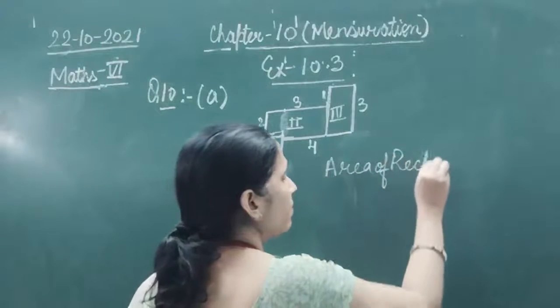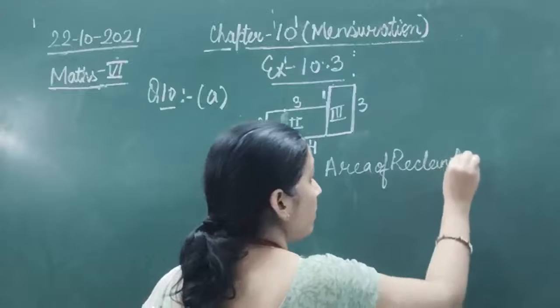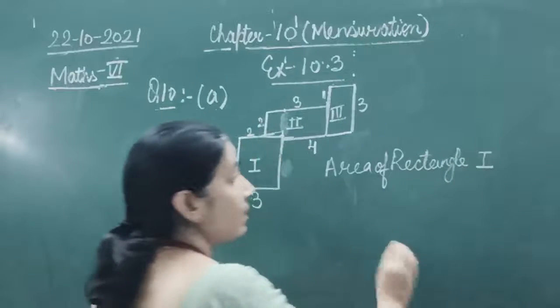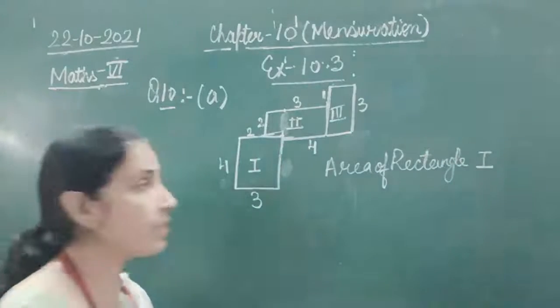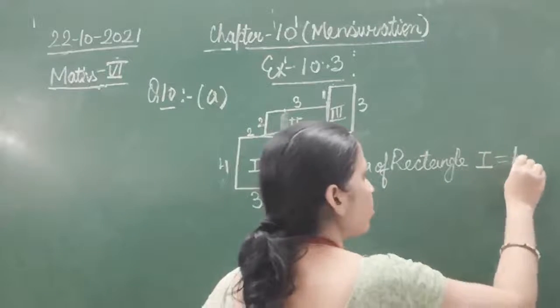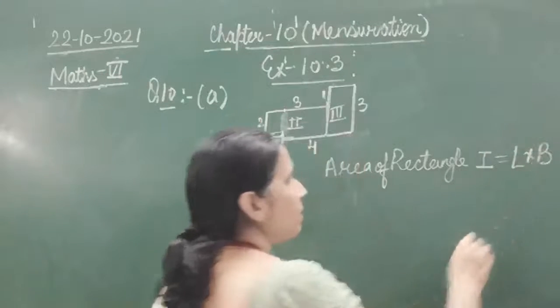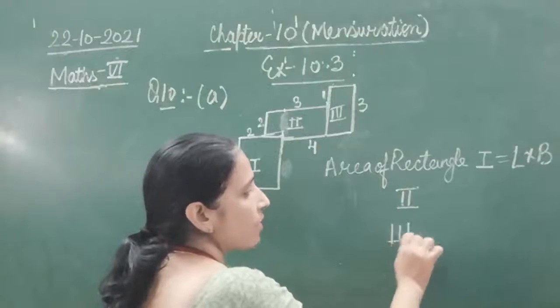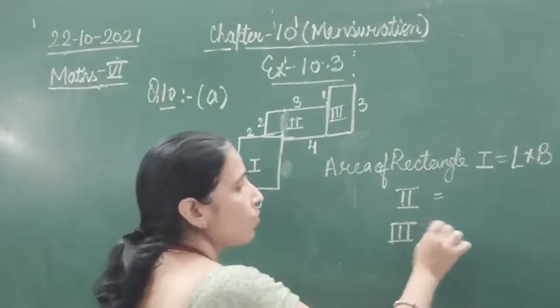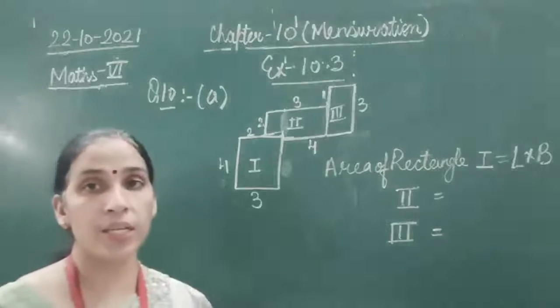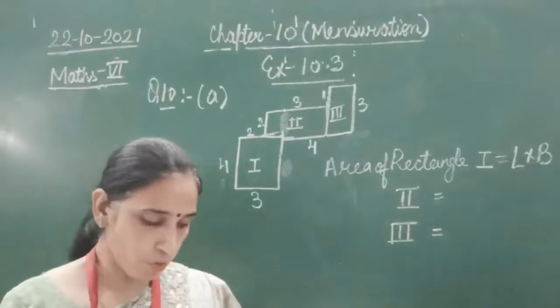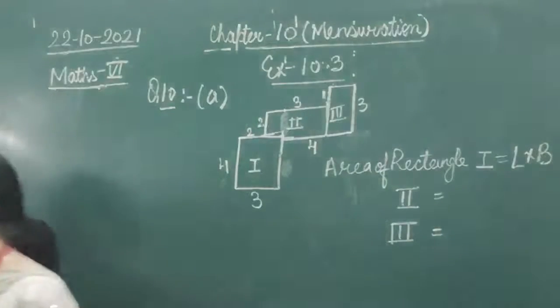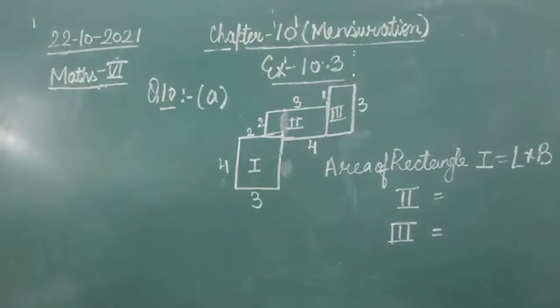So now you can find the area of rectangle 1. Then length into breadth, that only you are going to use: L into B. Similarly, the area of the second figure, the area of the third figure, and then the total area you will get by joining. Fine. So that was the first figure; let's see the second figure, B part.